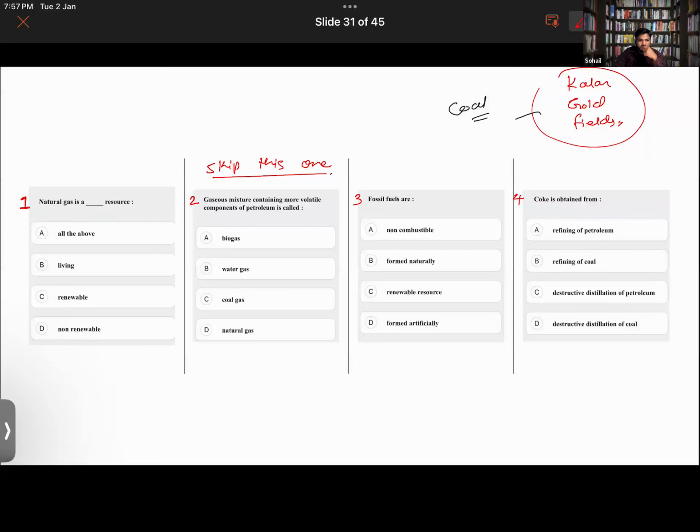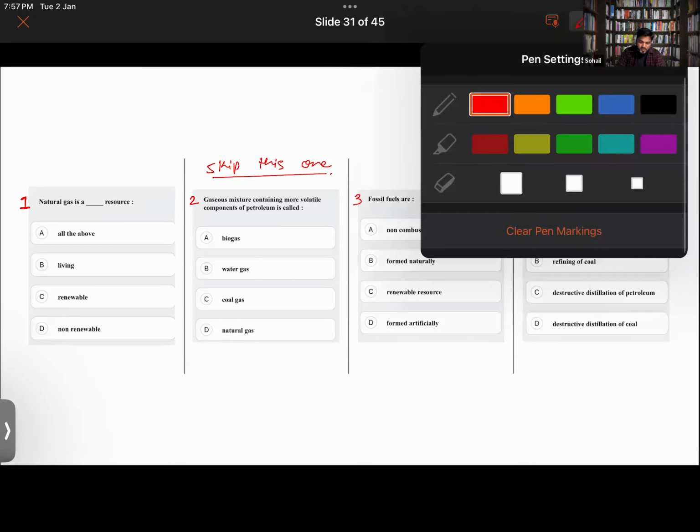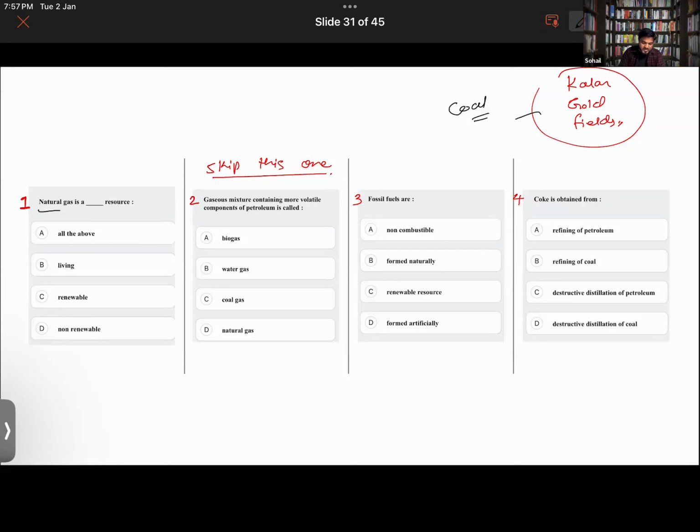Look here for question number 1. Although natural gas we will study later on, as it is a part of petrol, natural gas is a non-renewable resource. For those who have answered renewable, non-renewable is the correct answer. Fossil fuels are formed naturally. That is correct, all of you have answered this one.